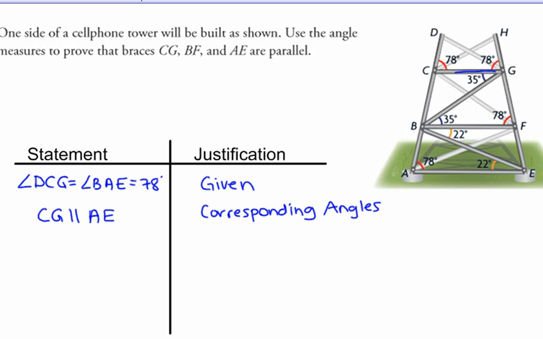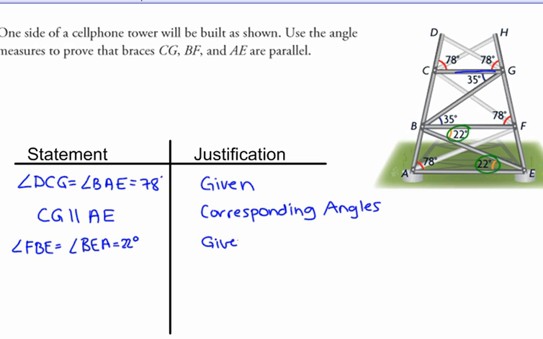Now I want to prove that BF is parallel to AE. So what is the relationship between BF and AE that we can use? And right here, what do we call these angles? Those are alternate interior angles, right? So I'm going to say angle FBC equals angle BEA, which equals 22 degrees. And that was given.